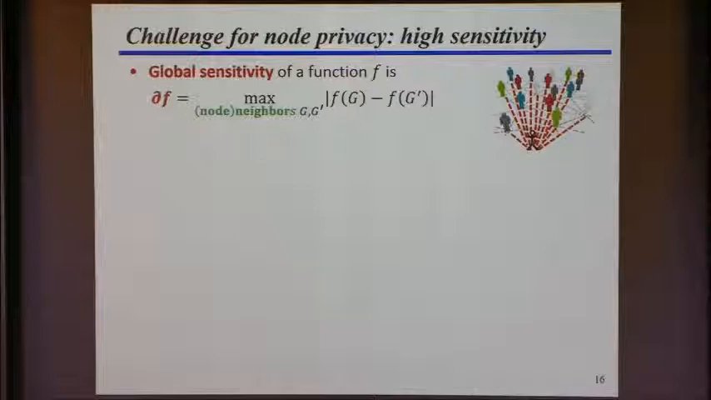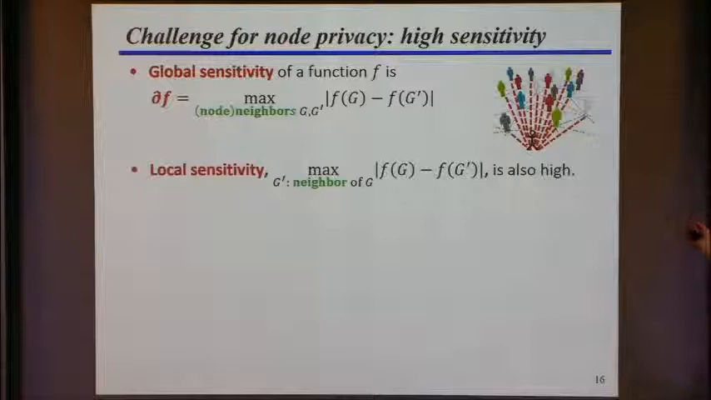So global sensitivity is high for these quantities, right? So especially for sparse graphs, we're talking about social networks, we cannot just use our familiar Laplace mechanism and just add noise according to global sensitivity.